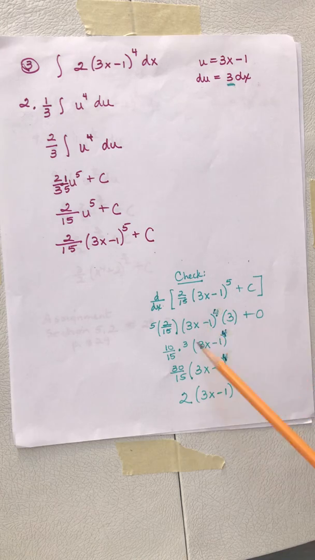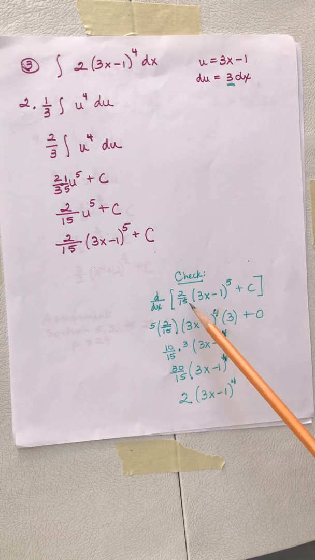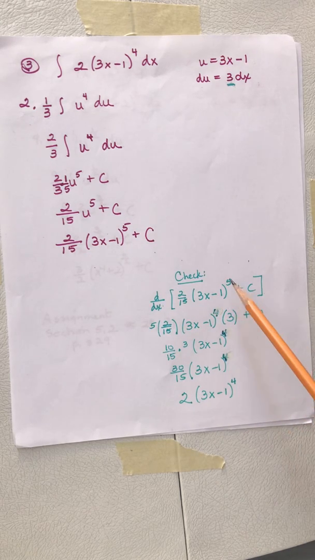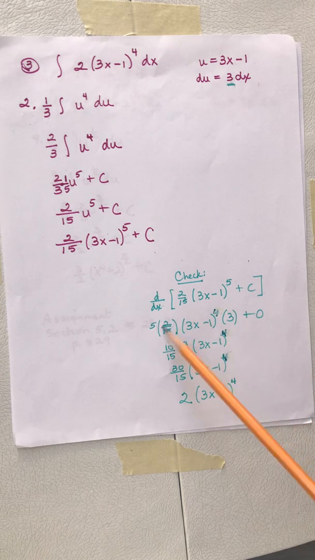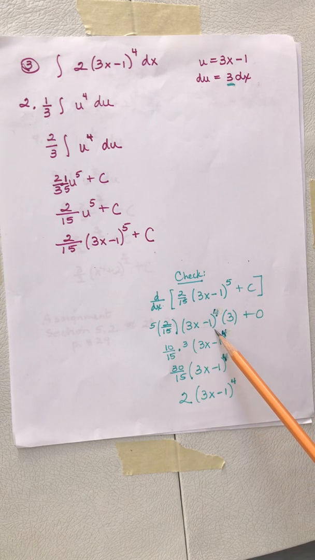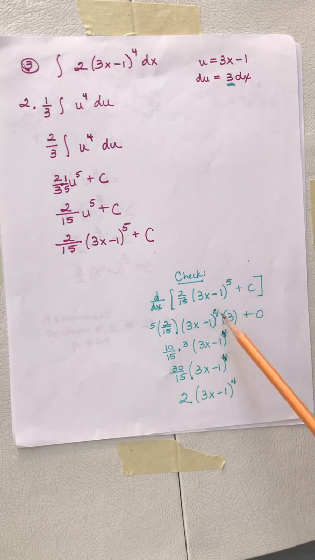And then I can check it, take the derivative of this. Here's the answer. So 5, by chain rule, 5 times 2/15, keep the base the same, 3x minus 1, subtract 1 from the exponent, take the derivative of the inside, 3, plus the derivative of constant, 0.